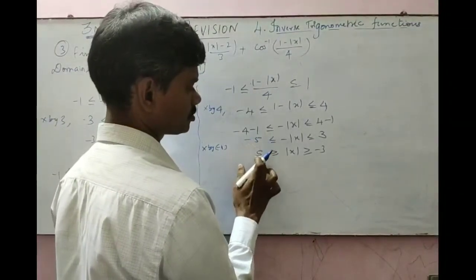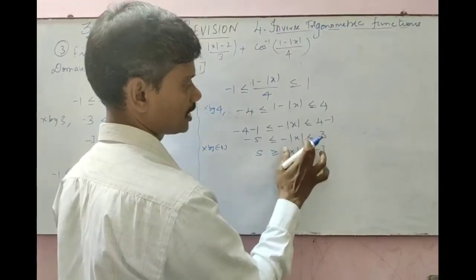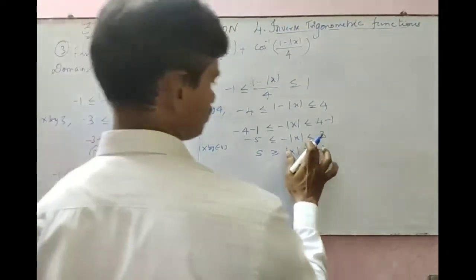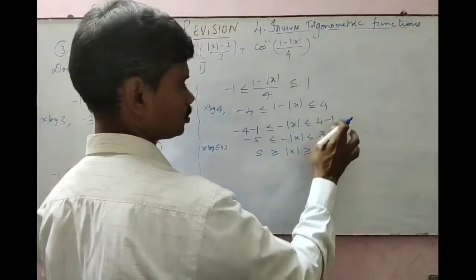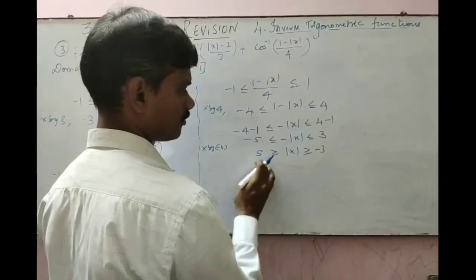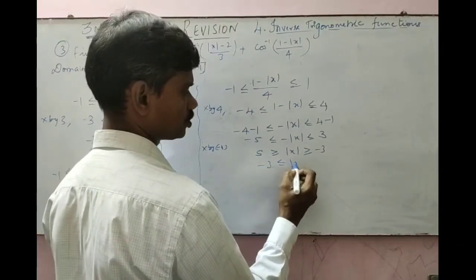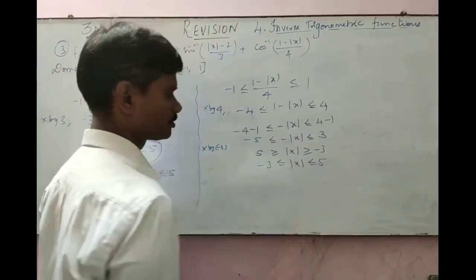Minus 5 becomes plus 5, minus modulus of x becomes plus modulus of x. Again less than or equal to becomes greater than or equal to, plus 3 becomes minus 3. Again you can interchange the values as well as the inequality. You will get minus 3 less than or equal to modulus of x less than or equal to 5.